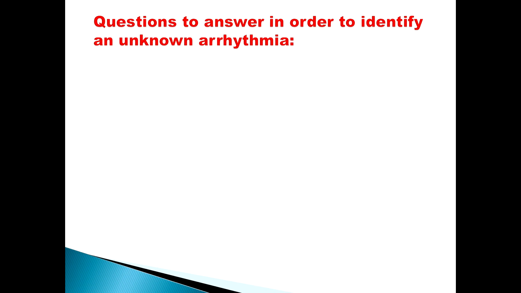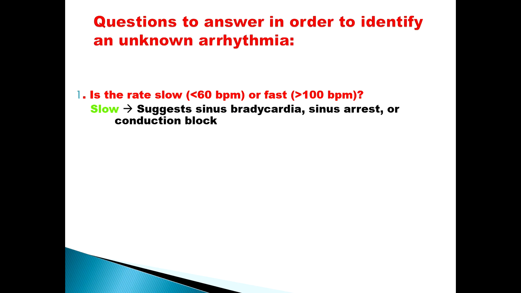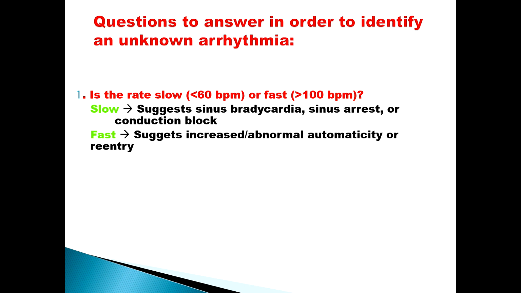Some questions need to be answered in order to identify unknown arrhythmias. First is the rate slow or fast? If it is slow, then it's bradycardia. If it is fast, then it is tachycardia. If it's slow, it can be sinus bradycardia, it can be sinus arrest, it can be conduction blocks. If it is fast, it can be because of increased automaticity or increased re-entry phenomena.